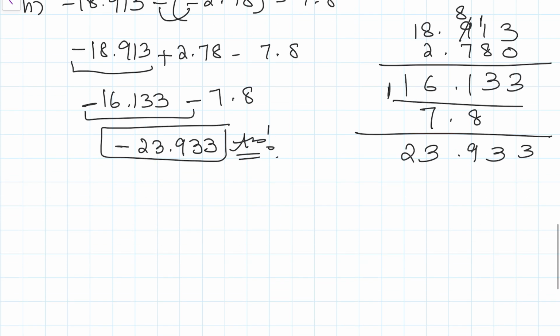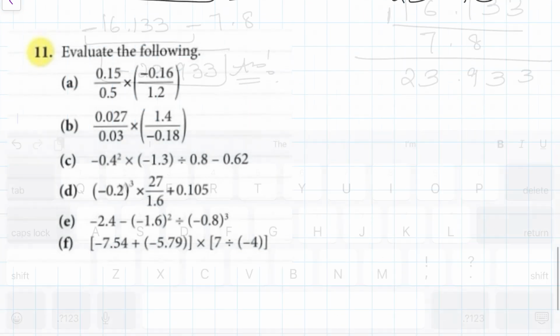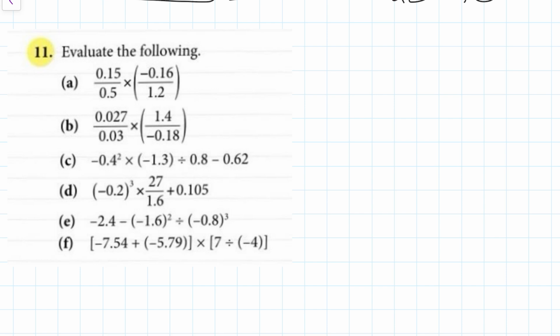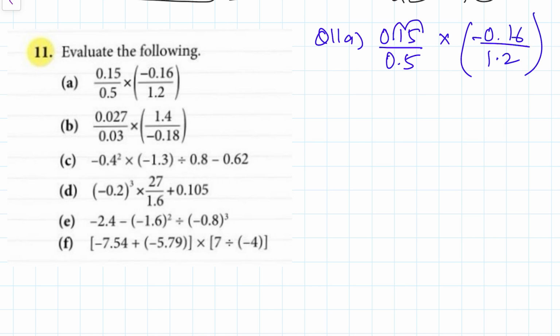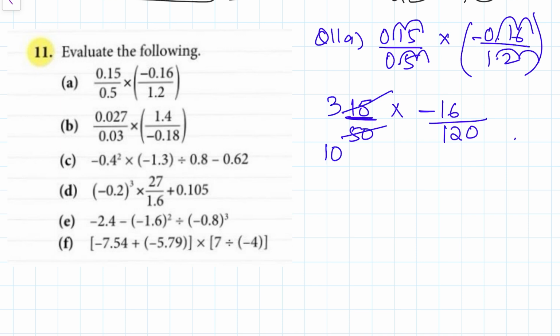Now let's move on to a couple of more challenging questions. Let's look at question number 1, 11A. Move 2 decimals forward, 2 decimals forward. Two decimals forward, 2 decimals forward. Now remember, if you're moving 2 decimals forward in the numerator, you are bound to move 2 in the denominator as well. 5 times 3, 5 times 10.